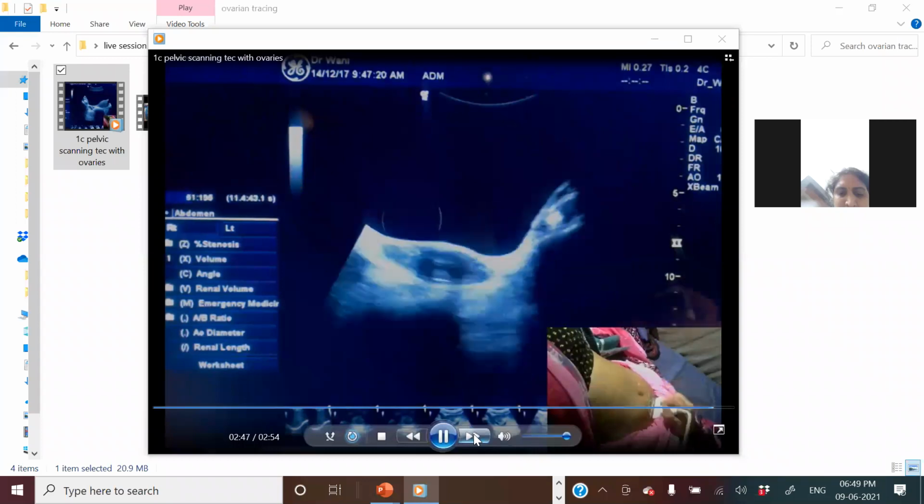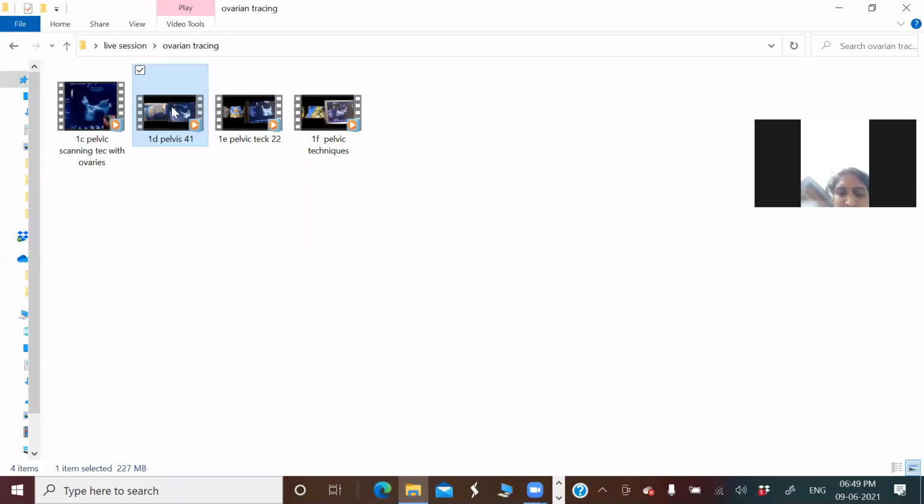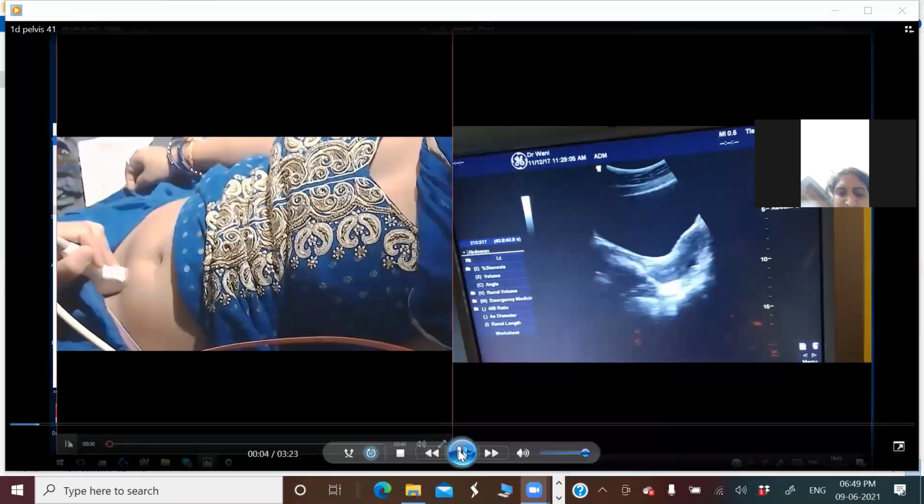I'm having one more case in this. Just hold on, I will show you one more thing. So see, this is the patient over here. Now tell me honestly, if you come over here and sit next to me for observership, will you see this much of clarity? No, the patient will not allow you to touch her. And even if she allows, will you see this much of clarity? How to rotate the probe and the monitor at the same time.